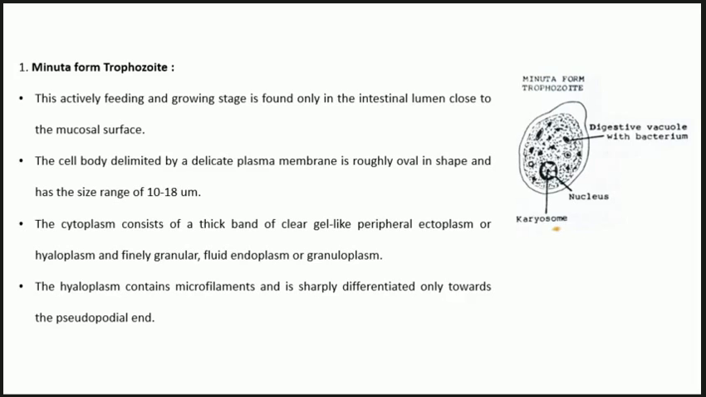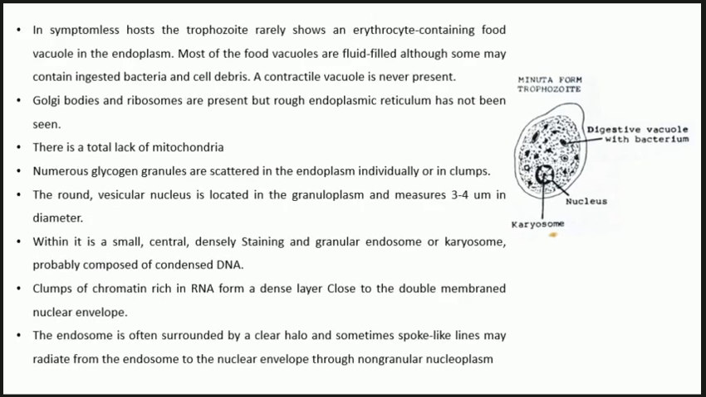Then what else is there in the minuta? Further, in a symptomless host, remember, symptomless means the host is not having any problem even though it is infected, the trophozoite rarely shows an erythrocyte containing food. As I have told you, the minuta form generally doesn't eat the tissues. Most of the food vacuoles are fluid filled, although some may contain ingested bacteria and cell debris.